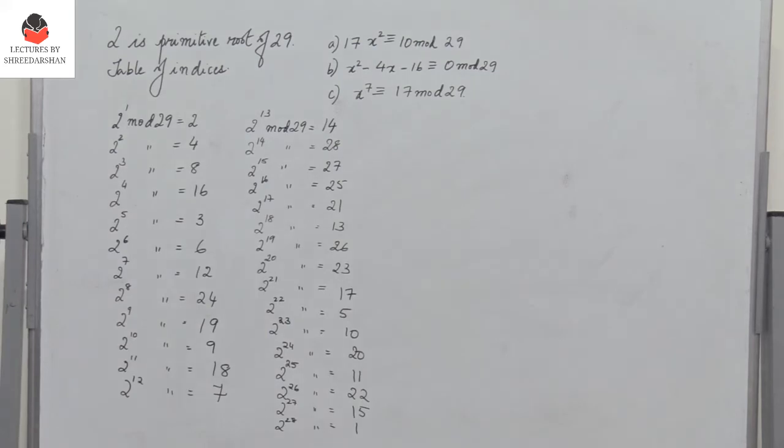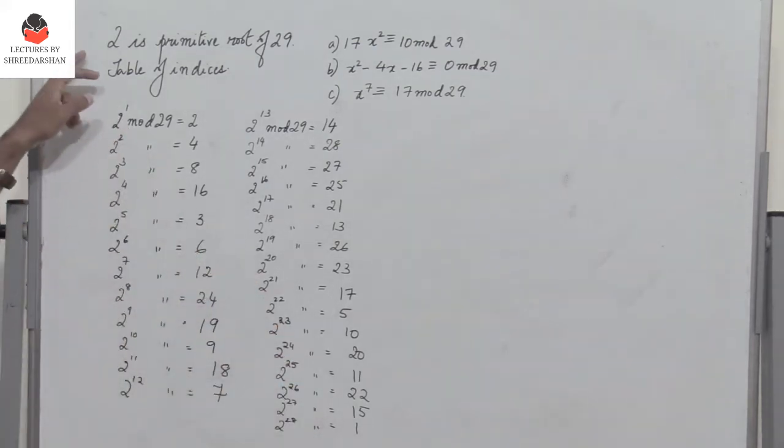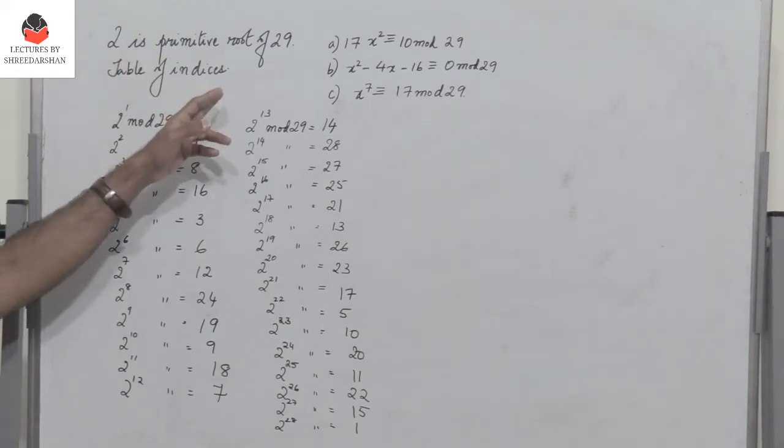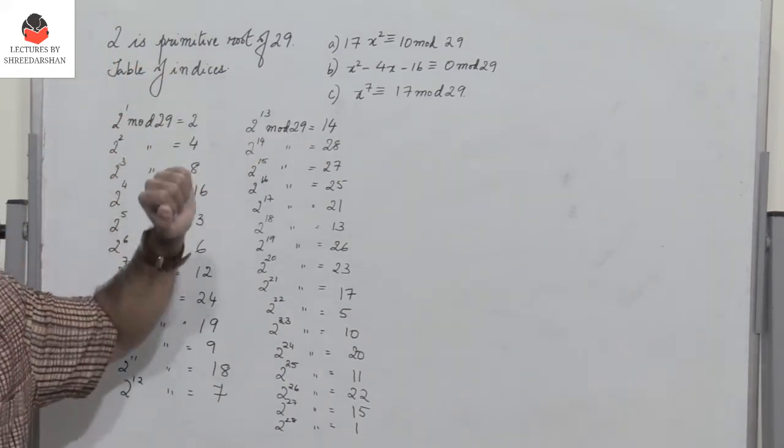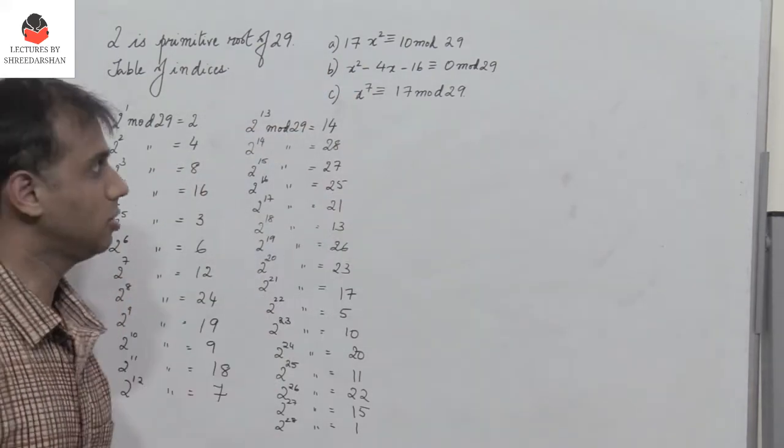We must remember that the last value I get should be 1. Only then is the given number a primitive root of the prime number p. Here 29 is the number which is considered. Now using this table of indices, I have to solve these three relations.